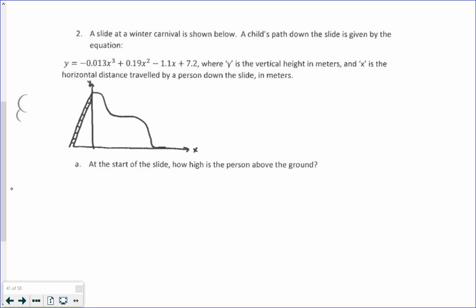So a slide at a winter carnival is shown below. A child's path down the slide is given by the equation y equals negative 0.03x cubed, and so on, where y is the vertical height in meters and x is the horizontal distance traveled down the slide in meters. So the y is the height in meters and x is also in meters. So x is not time, it's meters. Okay, so it's vertical height and horizontal distance. So it says, at the start of the slide, how high is the person above the ground?